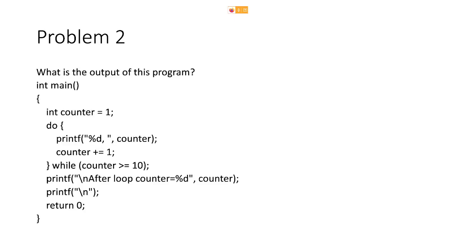So next question is, what is the output of this program? Here we have a counter integer variable initialized to 1. Then we have a do while loop inside which we have one printf printing the value of counter. Then counter is incremented. Then the while loop condition is counter is greater than or equal to 10. And then we have another print. So what is the output of this program?